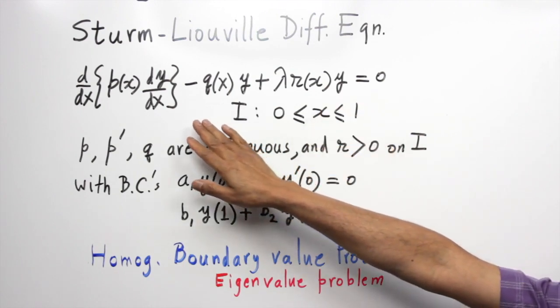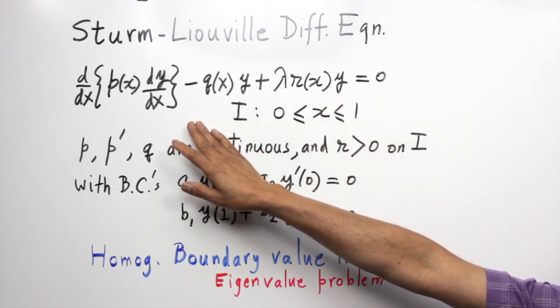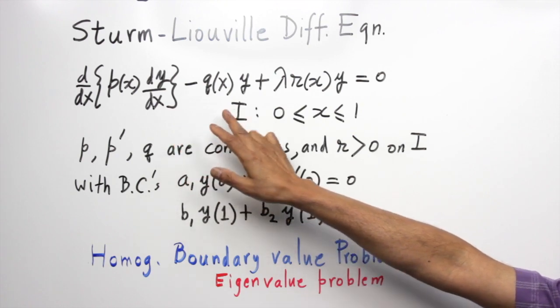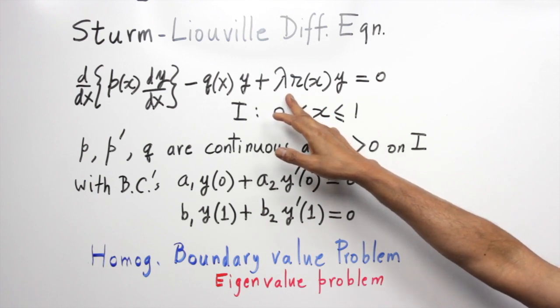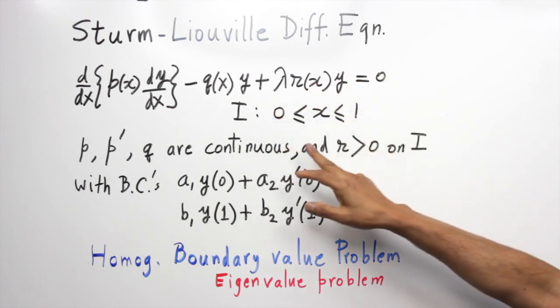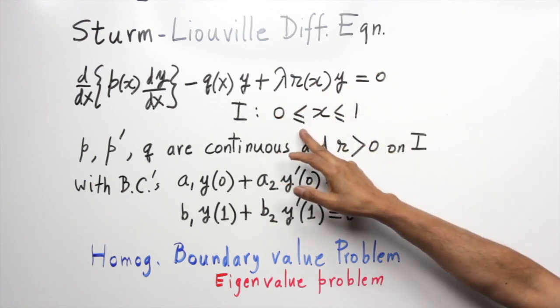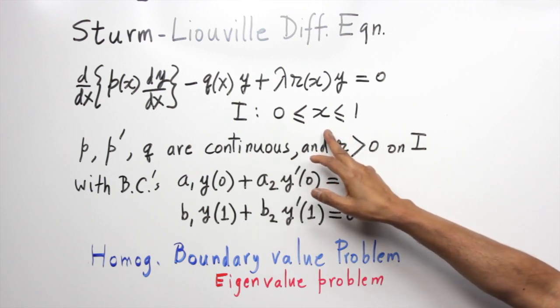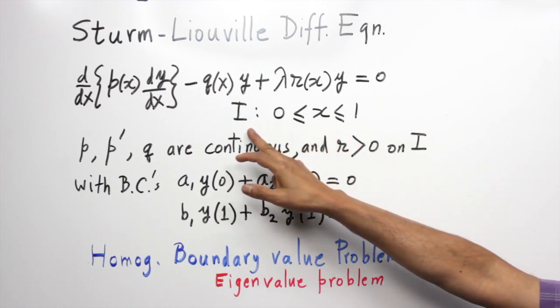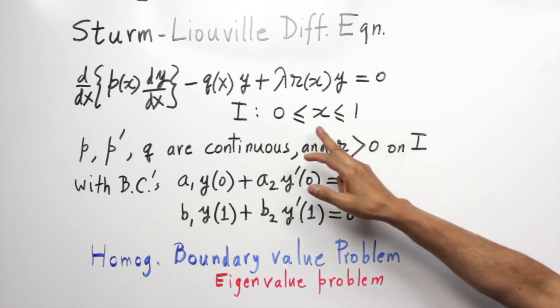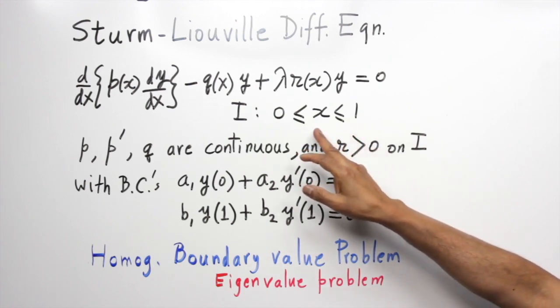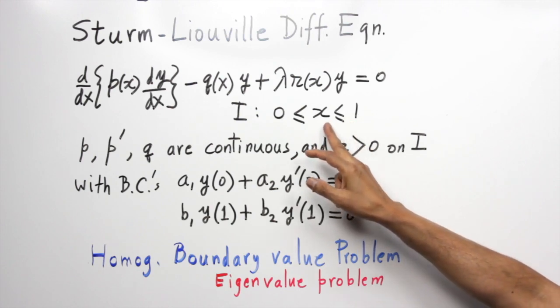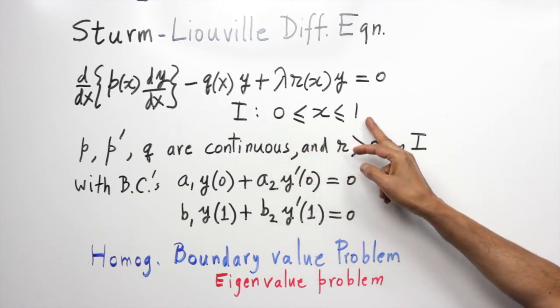Remember that the first and second derivatives have been combined into this first expression here. q is the second function, and r is the third function. Lambda is a parameter that appears in the equation, and this equation is defined over an interval 0 to 1 for x, the independent variable, called the interval I. And as we have noted before, if the problem is defined over a different larger interval or a smaller interval, one can rescale x so that it is defined over 0 to 1.